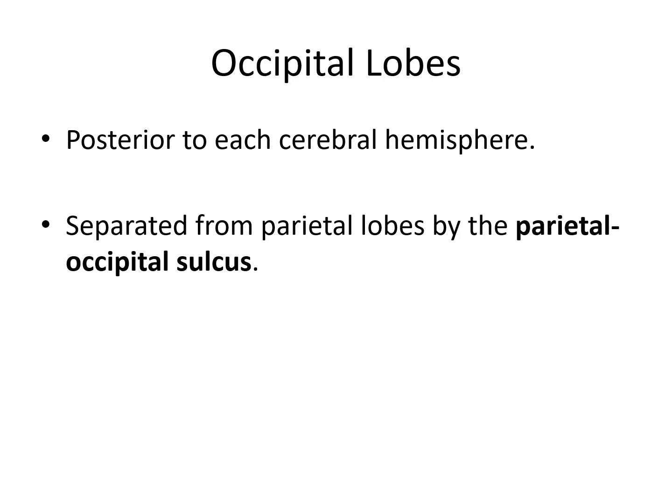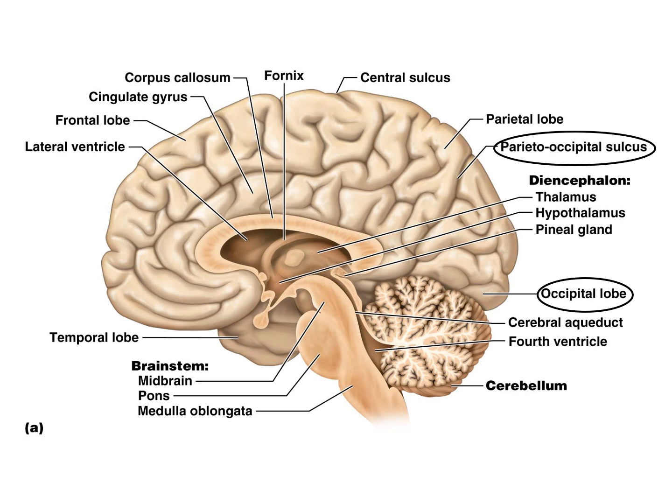The occipital lobes are posterior to each cerebral hemisphere and separated from the parietal lobes by the parietal occipital sulcus. In this figure, we see the occipital lobe, and it's separated from the parietal lobe by the parietal occipital sulcus.